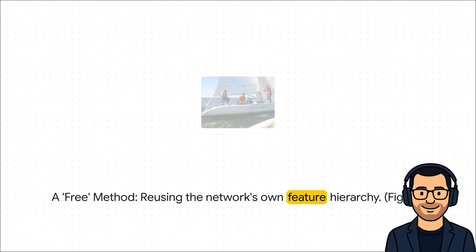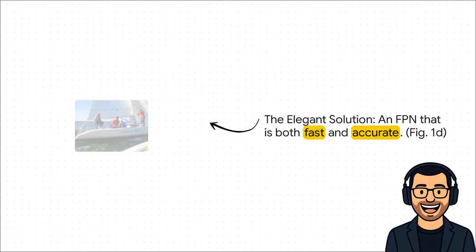The early layers, the ones with all the high-resolution detail, had a pretty weak semantic understanding. They could see edges and colors, sure, but they didn't really know what they were looking at, like whether it was a person or a car. And this is where this paper just changes everything.